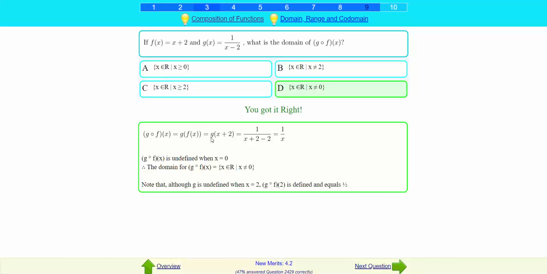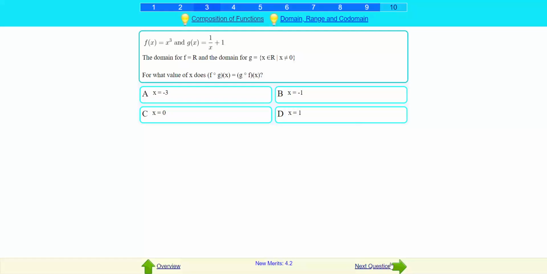Remember that we're applying g of x first. Although g is undefined when x equals 2, for the composition, x shouldn't equal 2. So if it's 2, 1 over 0, g of x is undefined. Although g is undefined when x equals 2, the composition is defined and equals 1 over 2 squared, because it's a composition.